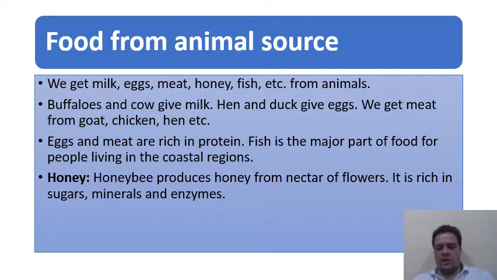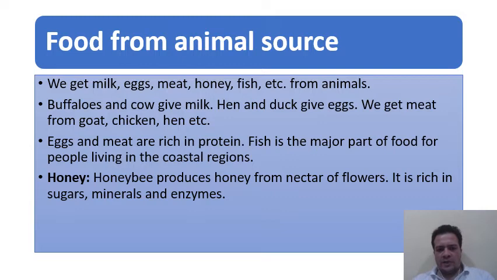So as we have discussed, we get different types of food from plants, and they are the major source of food, because different parts of the plant provide different food material to us, and most of us are dependent on the plant source. So it is one of the big major sources of food. But animals are also a source of food.